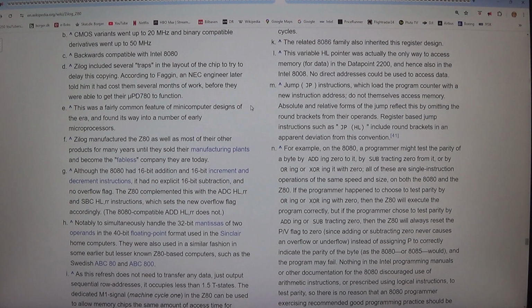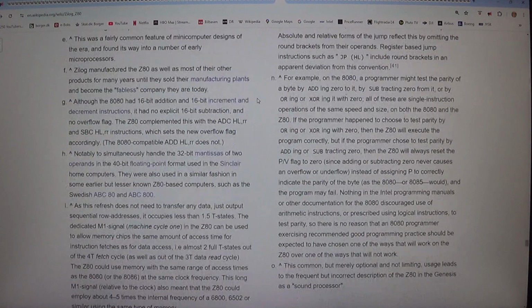13. Jump, JP, instructions, which load the program counter with a new instruction address, do not themselves access memory. Absolute and relative forms of the jump reflect this by omitting the round brackets from their operands. Register-based jump instructions such as JP (HL) include round brackets in an apparent deviation from this convention.